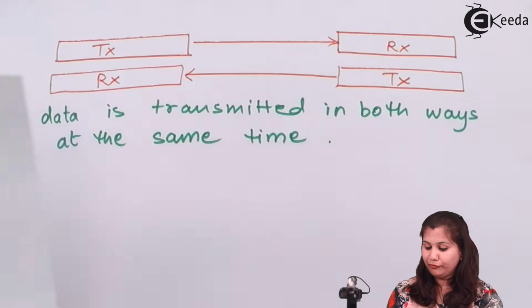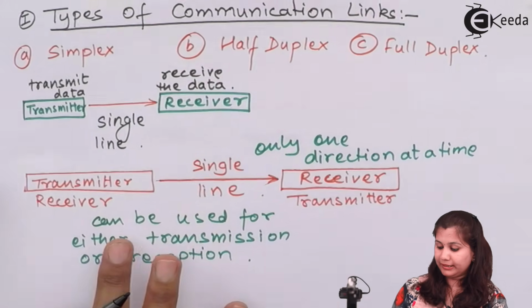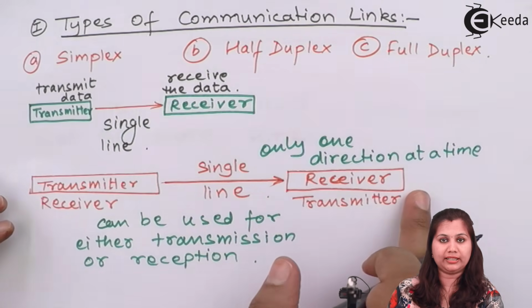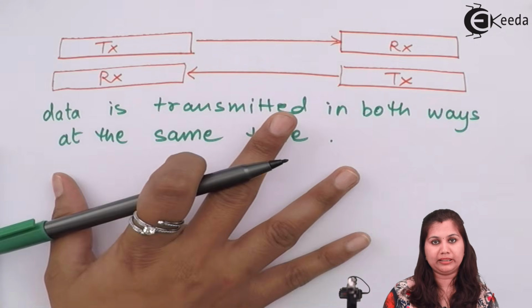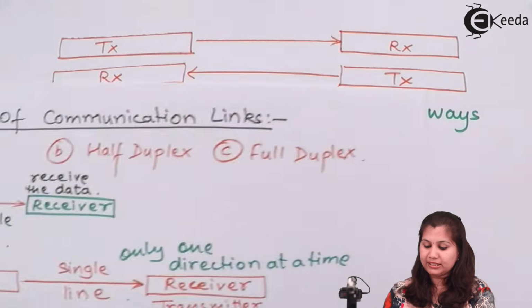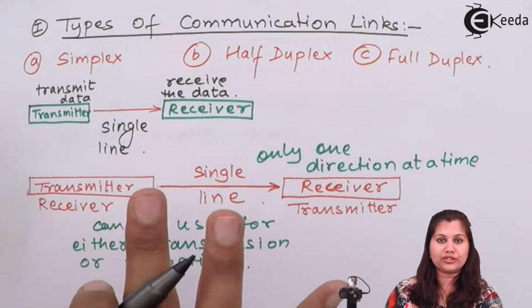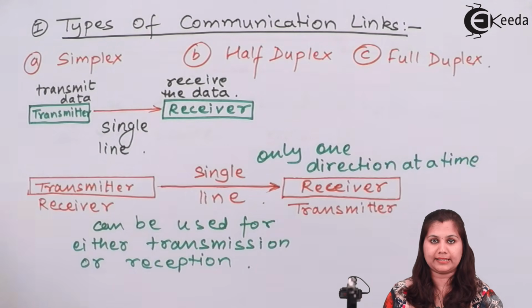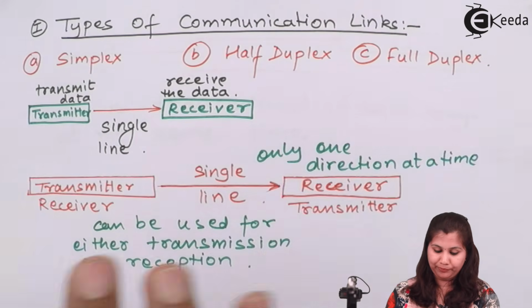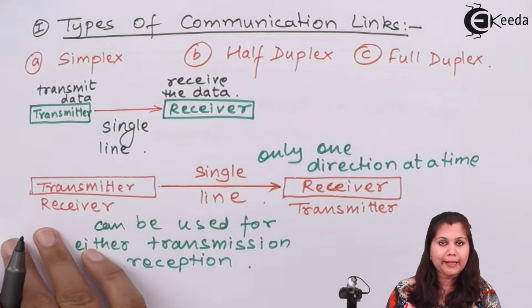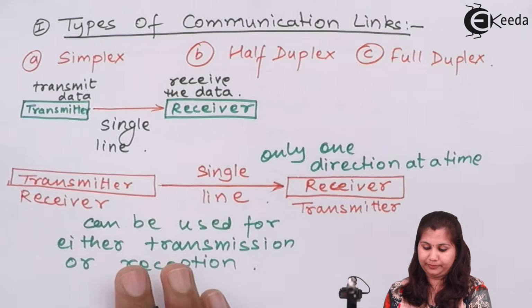So the difference between full duplex and half duplex is that half duplex works in only one direction at a time, but here in both directions at the same time it can work. So these are the three types of serial communication links: simplex, half duplex and full duplex. Now let's come to the types of serial communication.